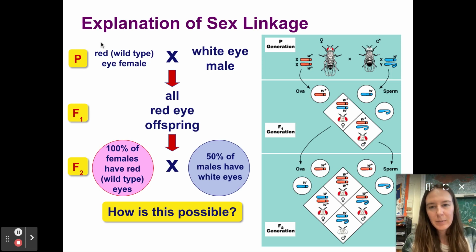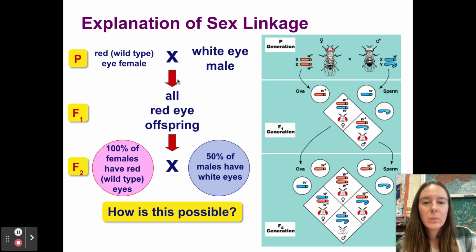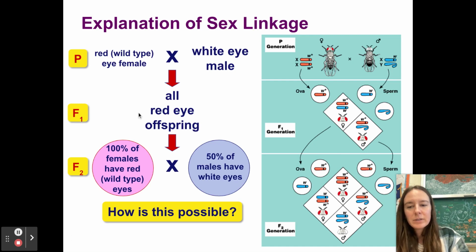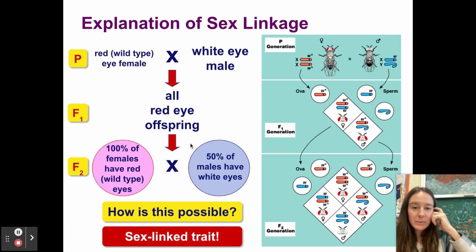So let's take a look at his experiment. So Morgan found that if he took a red wild type, so wild type, remember, is the normal, the red eyes, and he crossed it with a white-eyed male, all of the F1 generation is going to be red, which is similar to Mendel's experiments. But when he crossed the F1, the hybrids, he found that in the F2, 100% of the females would have red eyes and 50% of the males would have white eyes. But all his females would always have red eyes. So he's looking at a different pattern of inheritance than Mendel had been predicting when he was doing his F1 and F2 generations. So how is this possible? It's something called a sex-linked trait.